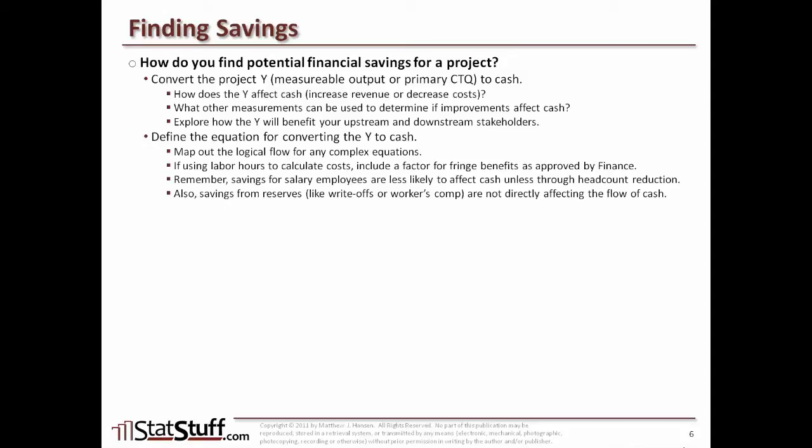As well, if you're talking about savings that are from reserve accounts, for example, reserves for write-offs or reserves for workers' compensation, those are not always affecting cash directly, so be careful of those. You can't just take those as a direct impact to cash, because with reserves, it's just the accounting method for accounting for these types of write-offs or workers' compensation, so you're not necessarily bringing more cash in or stopping the flow of cash going out of the business.